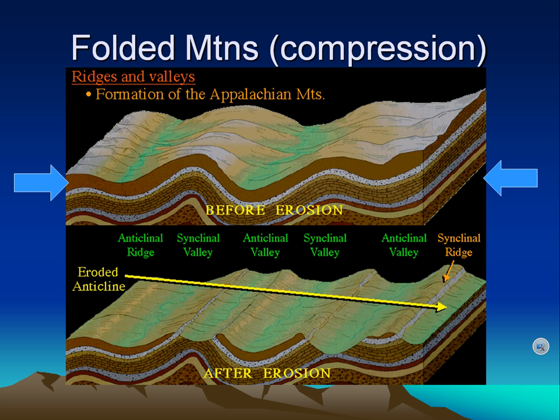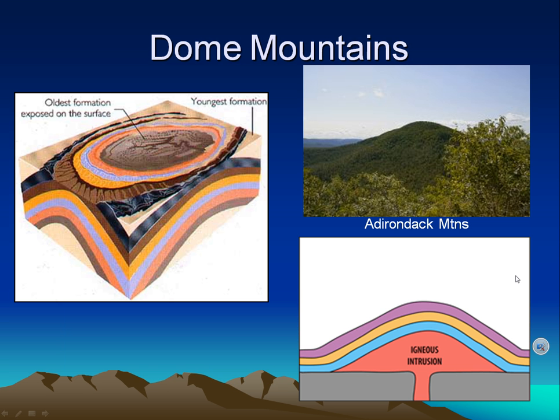This is a side view of the Appalachian Mountains, how they formed from compression when North America and Africa collided. And you see the folds: anticline, syncline, anticline, syncline. And then over time they became eroded away, and only the toughest rock ended up producing ridges. And so we have the Appalachian Mountains we know today.